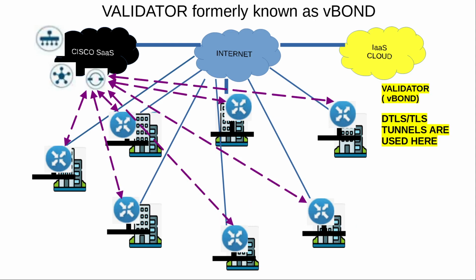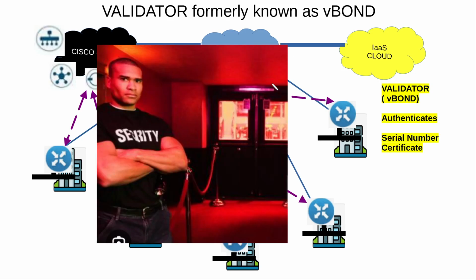So the first thing that they will do will be establishing a DTLS or TLS tunnel between them. It is an encrypted tunnel and based on UDP. So at that point, the validator will have to make sure this is a secure device that has the appropriate permissions in order to be part of this SD-WAN network.